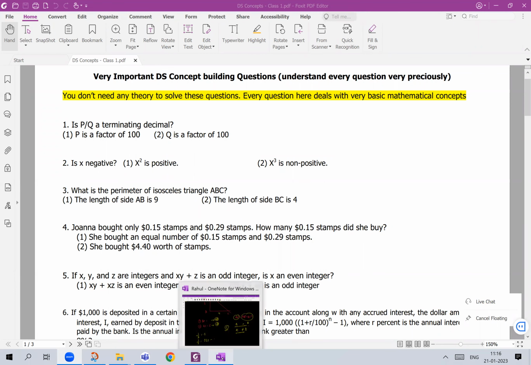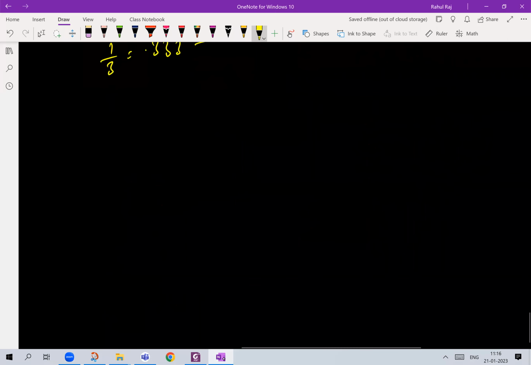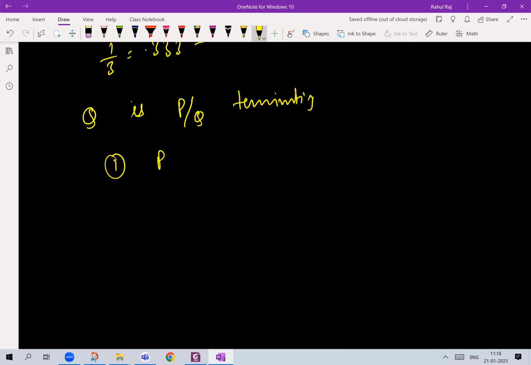So it says that is P by Q. So guys, these are the beautiful questions to understand how you approach questions. Please be very sure, I'm not trying to test you. The question is: is P by Q a terminating decimal? Simple. These are the questions I'm making you solve so that you understand how to solve a data sufficiency problem. Option number 1 says P is a factor of 100. Option number 2 says Q is a factor of 100.